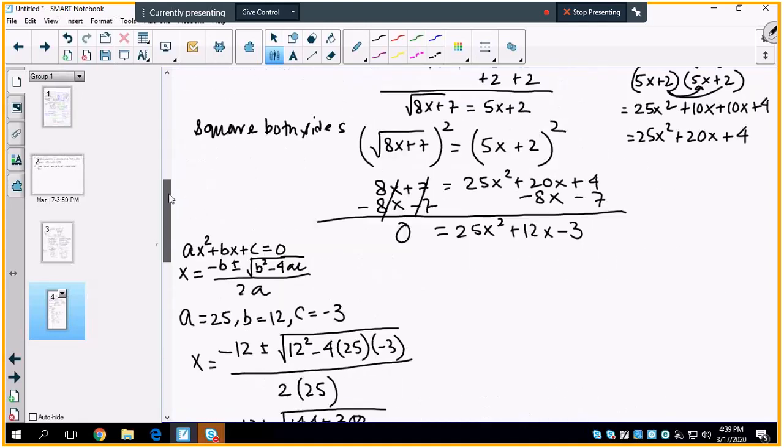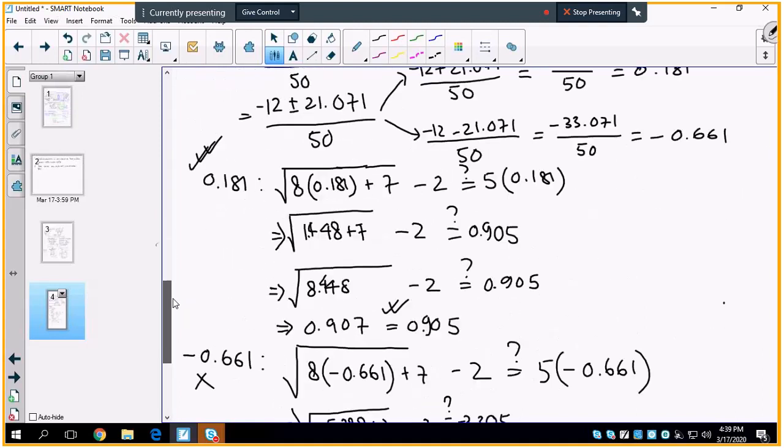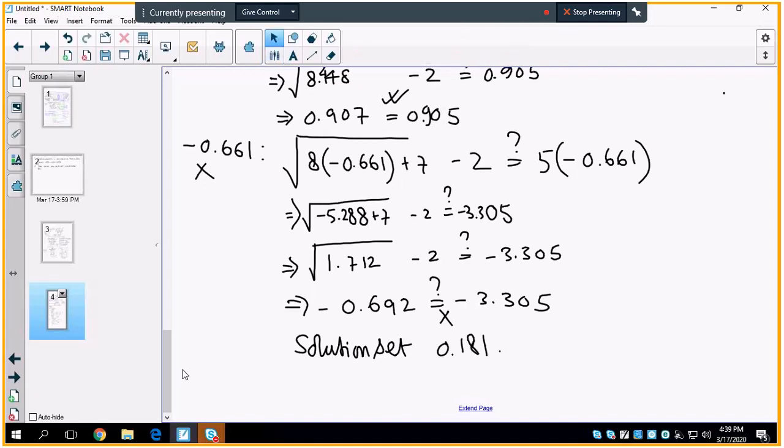And hence, the given radical equation has only one solution rounded to 3 decimal places, and that's 0.181. So I'm going to say the solution set for this radical equation is 0.181. And that will answer my question. And I will stop here today, describing and showing you how to solve radical equations in the form of other algebraic equations.